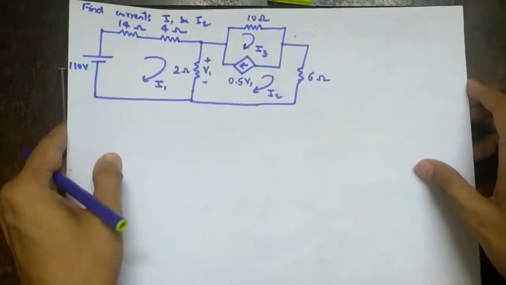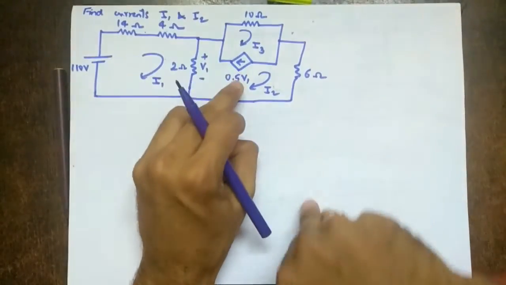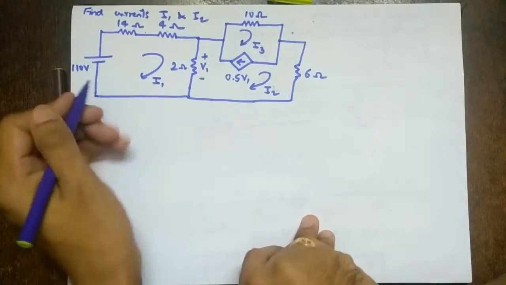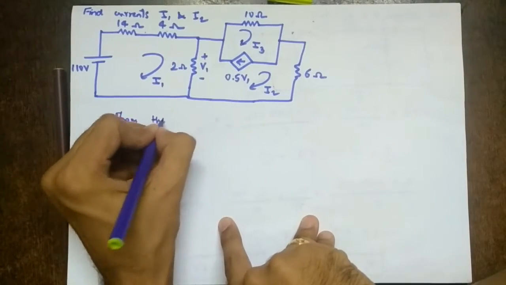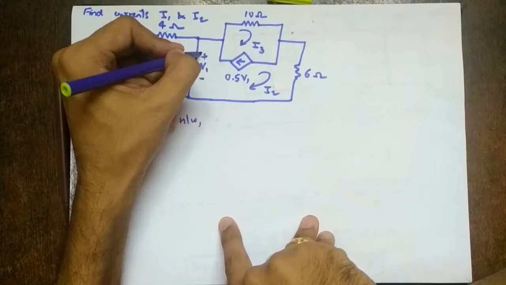So again find currents I1 and I2, but instead of 2 loops we have 3 loops, and there is one dependent source. What is the value? 0.5 V1. So we should have V1 somewhere. So this is V1. So first write V1. So from the network, what will be V1? V1 is plus to minus.